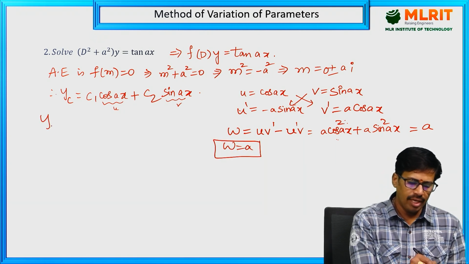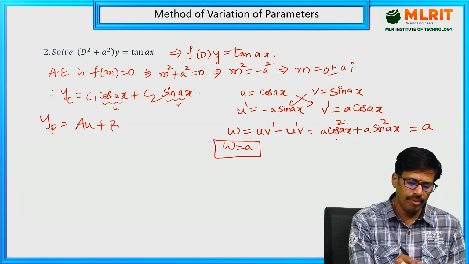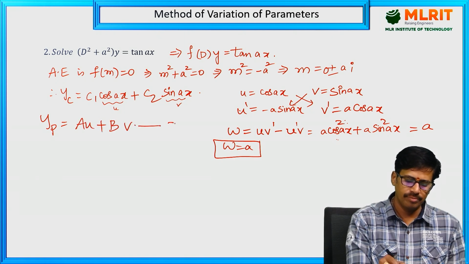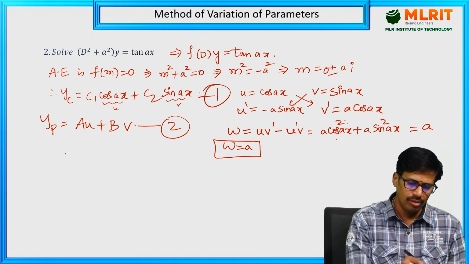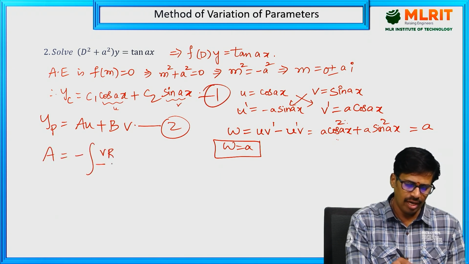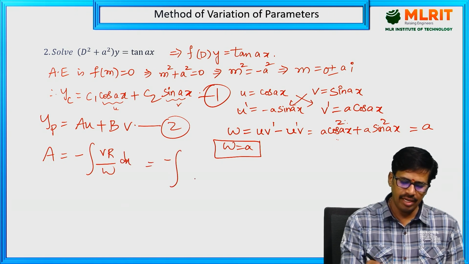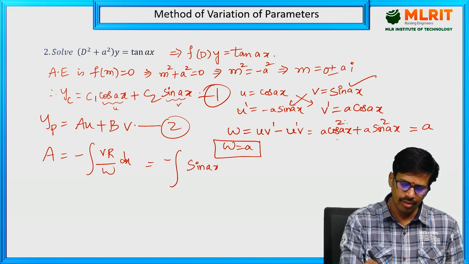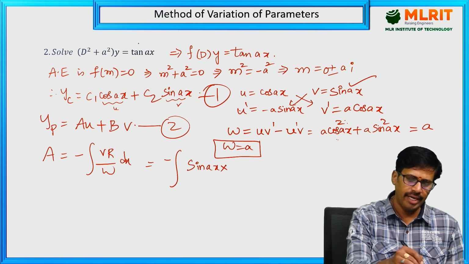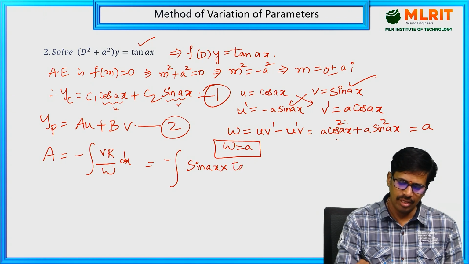Now what is the particular integral yp? A into u plus b into v, right? So what is a here? Minus integral v r by w dx. Minus integral, v means what? sin ax. R means the right side term, which is tan ax, by Wronskian w, dx.